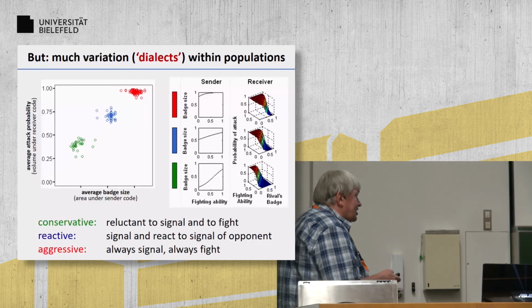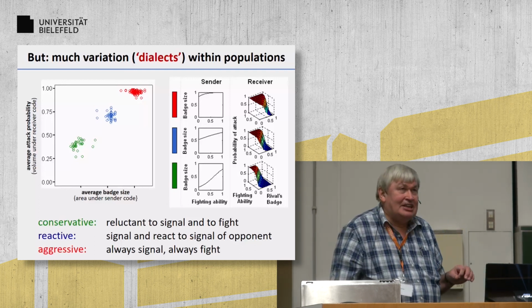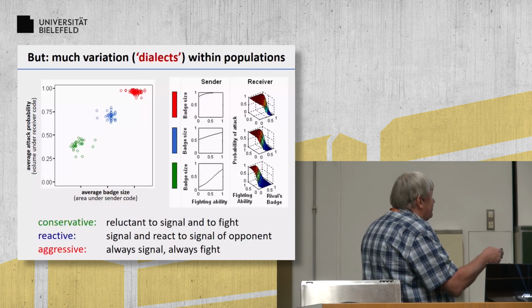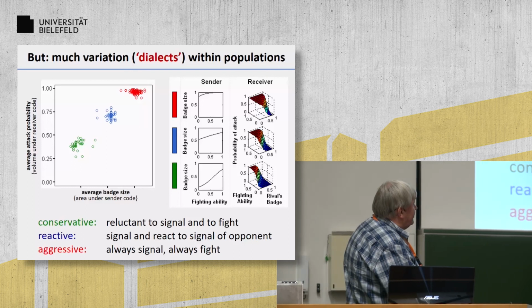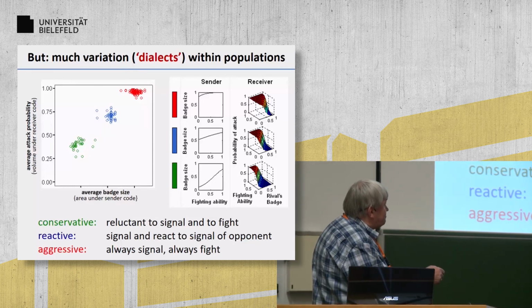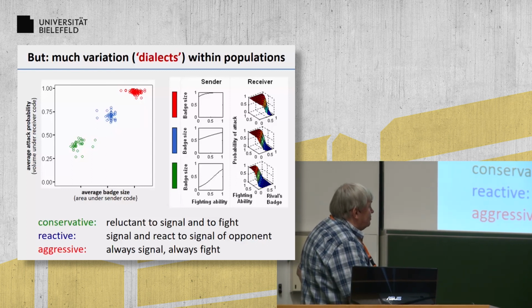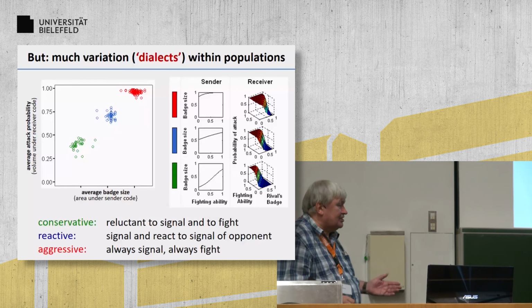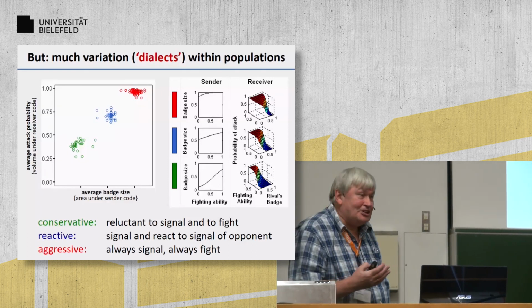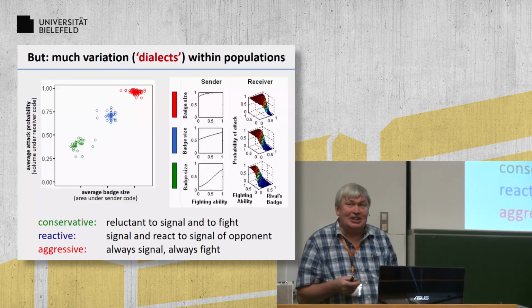And then it turned out, it's quite amazing, that the individuals in the population, in all the 100 populations, were not doing the same. They fell into three different clusters of birds, where all these three clusters had a very different communication strategy. On the one hand, very aggressive birds that signal more or less all the time, so they always grow the biggest badge possible, and have a very high tendency to attack. On the other hand, very conservative birds, who only grow a relatively low badge and do not fight that often, and then this intermediate type, which signals and responds to the signal of the opponent. So basically, what we found was that not a single language had evolved, but actually three coexisting dialects of language had evolved, which is, I think, quite amazing.